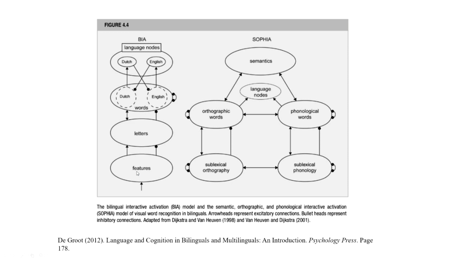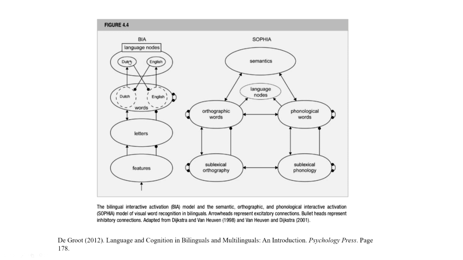You can see the flow of information when you present some input. The features which are present in the input will get activated. These features will in turn activate the letters that contain those features and not the letters that do not contain those features, and then words from both Dutch and English that contain those same letters. Remember, Dutch and English are written using a very similar orthography. Then you can see that there is this language node, whereas the Dutch words feed on to Dutch language nodes, English words feed on to English language nodes.